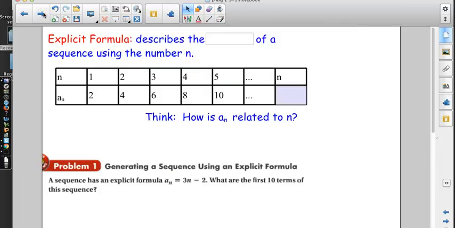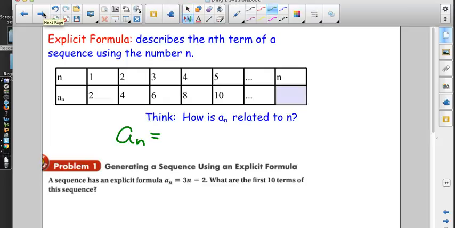So on the next page, it says an explicit formula. Remember, explicit is do what you're told, here it is. It'll always work. So this describes the nth term of a sequence using the number n. We want a formula so that anybody could take a look at it and say, oh, I could get you the 75th number in this sequence by that formula. So here's how we start. We say, all right, a sub n equals, because this means any term. So to find any term, here's what you need to do.